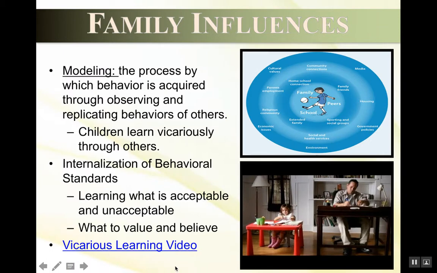So, family influences. Modeling is one of the biggest family influences because children watch everything that is done because they're learning what is acceptable and they're trying to replicate and be like their caregivers. So they learn vicariously through others. This is also the process of internalizing behavioral standards. What's acceptable, what do we value, and what do we believe? So parents have to be very, very careful with what they do because children are going to mimic it.